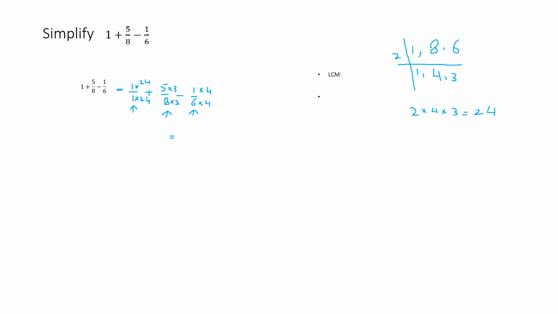Okay. Now the denominator for all of them is the same, so we write one denominator, 24. The first number is 24, the other is 15, then minus 4, and now we can easily calculate our answer. 24 plus 15 comes to 39. 39 minus 4 is 35, so 35 by 24.